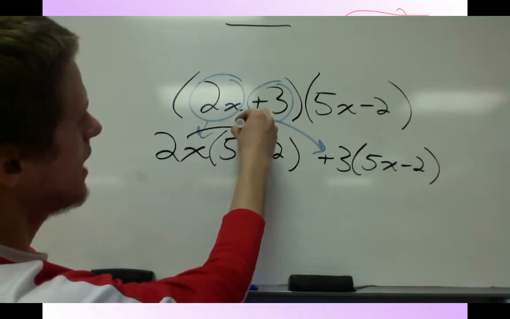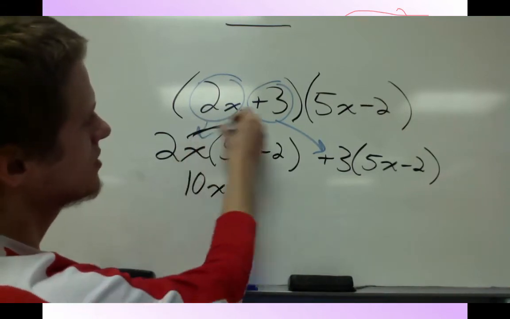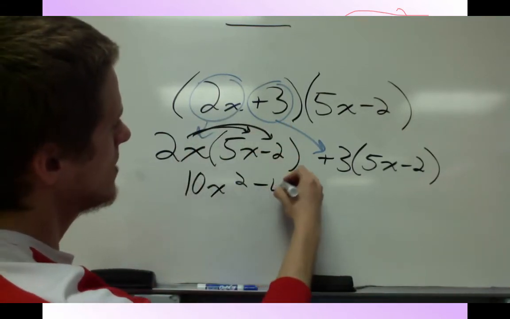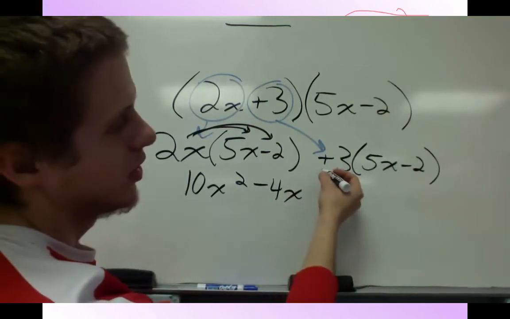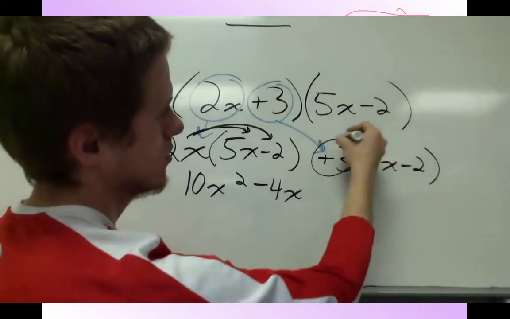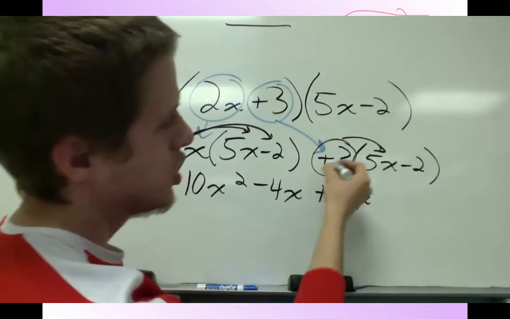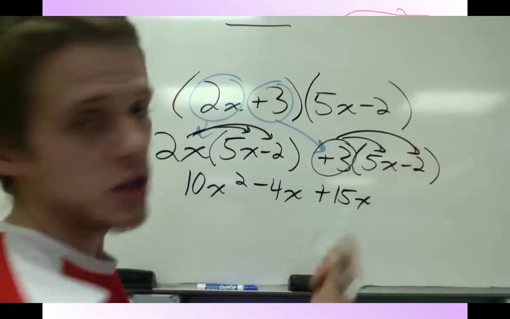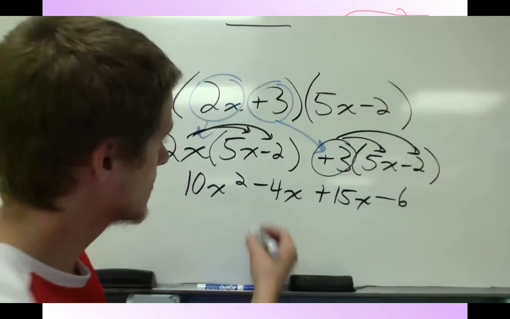2x times 5x gives me 10x squared. 2x times negative 2 gives me minus 4x. Positive 3 times 5x gives me plus 15x. Plus 3 multiplied by negative 2 gives me minus 6.